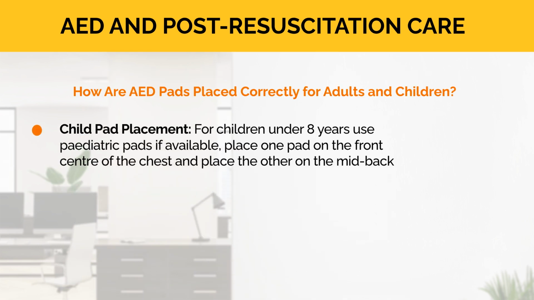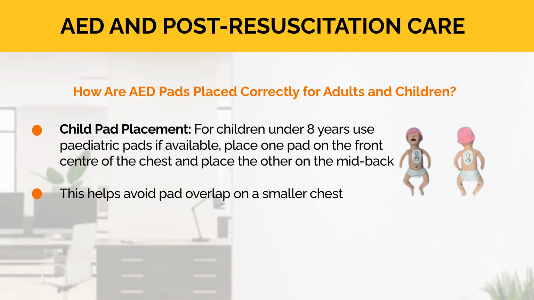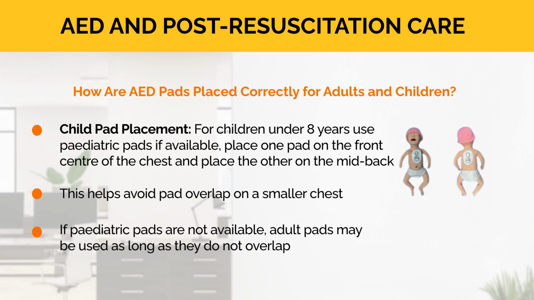Child pad placement. For children under 8 years, use pediatric pads if available. Place one pad on the front center of the chest and place the other on the mid-back. This helps avoid pad overlap on a smaller chest. If pediatric pads are not available, adult pads may be used as long as they do not overlap. Note: pads should never overlap.